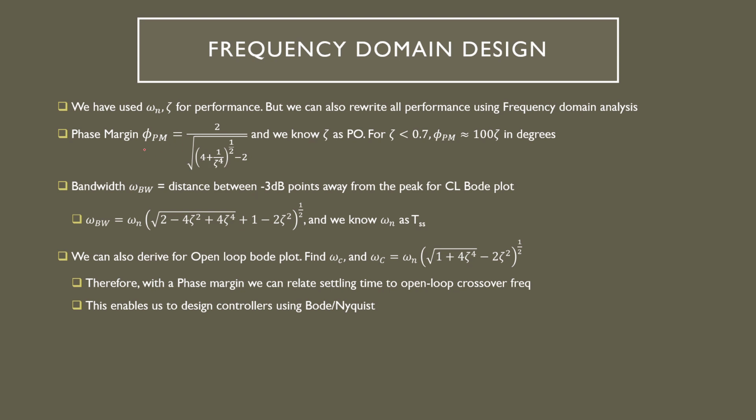It puts phase margin in terms of zeta. Zeta is a function of PO, so we can say phase margin is a function of PO, and if you're given a percentage overshoot, you can design a phase margin for it. Or if you're given a percentage overshoot, you can check the phase margin and be like, oh, this doesn't have enough phase margin, it's not going to work. There's an approximation you can use. If you have a zeta less than 0.7, the phase margin is approximately 100 zeta.